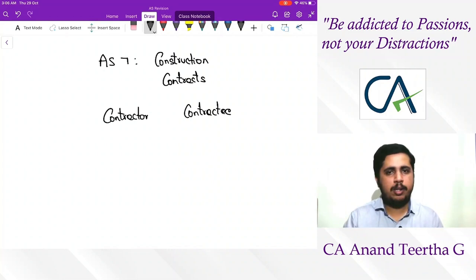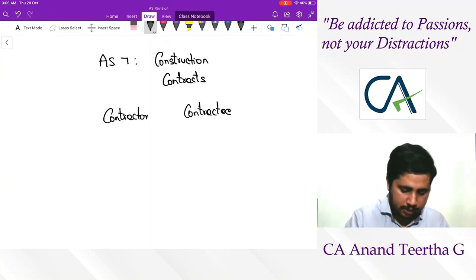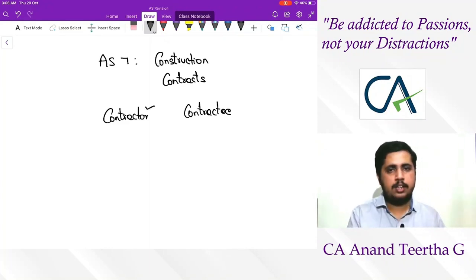So for example, we approach one person and ask that person to construct a property for us. We are going to get a building. That person is going to construct the building. Who will pay money to whom? We will pay money to the person who is going to construct. The one who is going to construct, we call the contractor. The one who is taking the benefit of that particular construction is the contractee.